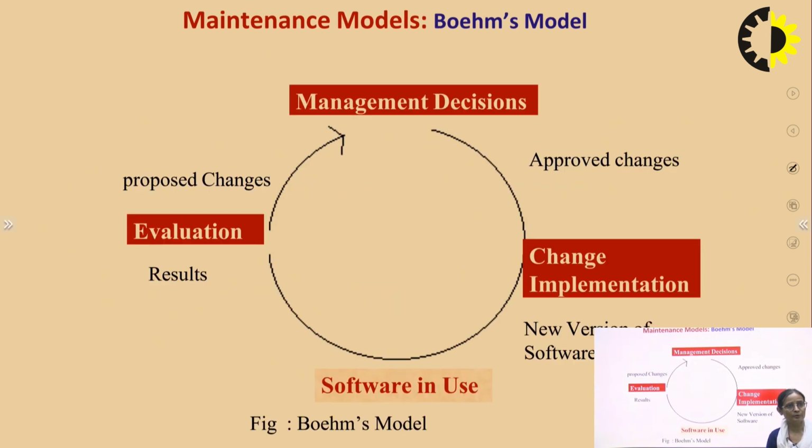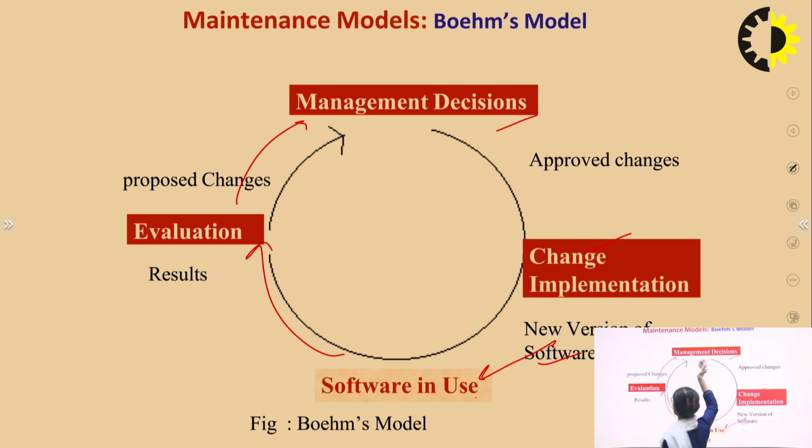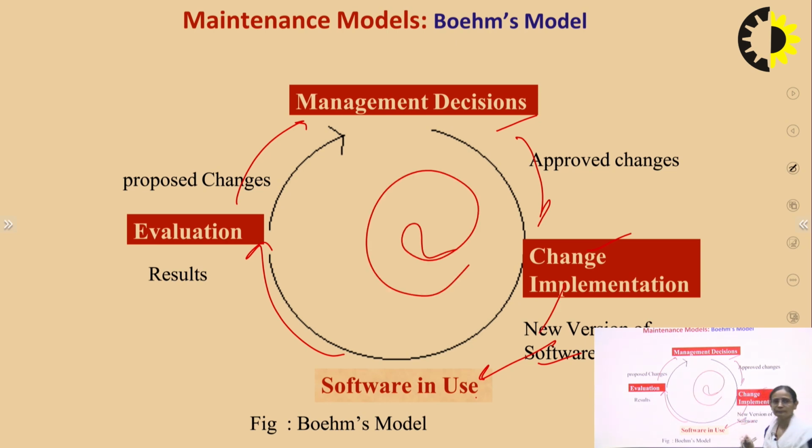So in the Boehm's model, management decisions approve the changes, then the change implementation happens, and we have the new version of the software. Here we have this incorporated in the software in use. Again the things are evaluated, and again some new updations are proposed. Management will make the decision on those proposals, and if it gives approval, then again, so this is an ongoing process.